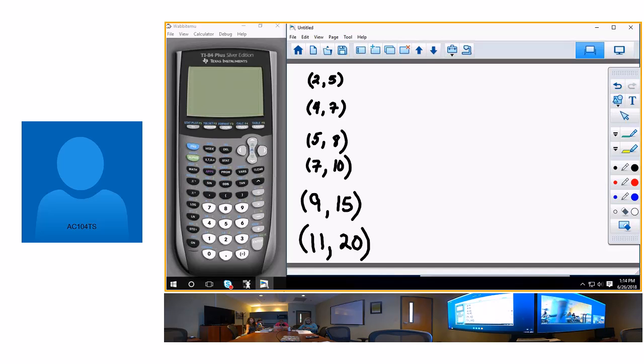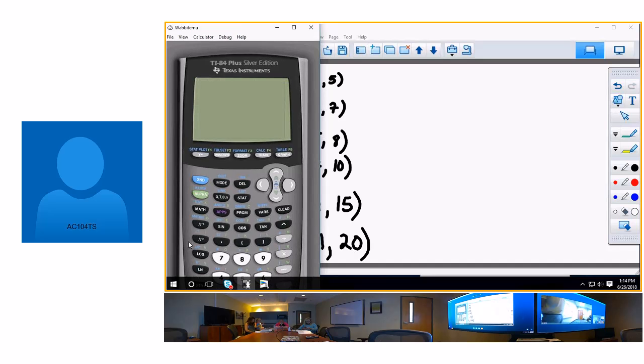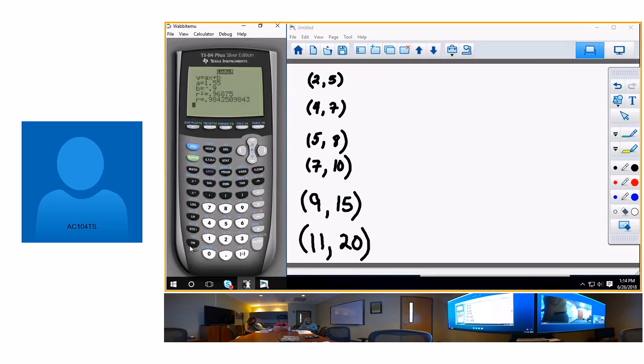All right. So I'm going to take my handy dandy calculator and see if this will work. There we go. So I'm going to go to Stat, Edit, and I'm going to type in my X and Y. I'm just going to type in my X's first: 2, 4, 5, 7.